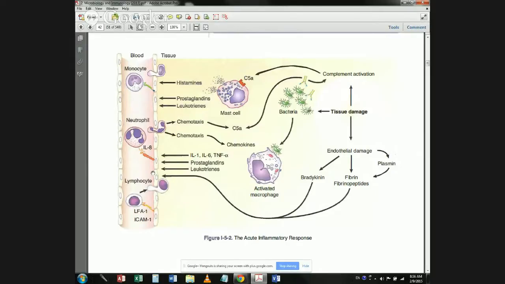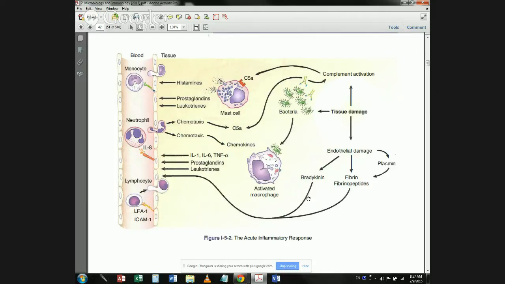Anyway, once these three cells are inside the tissues, they will feel their way through. They'll start expressing more and more receptors on their cell surface, and they will start to feel their way towards wherever these signals are coming most from, and eventually end up at the bacterial site. Once at the bacterial site, they will start producing their own chemoattractant molecules.